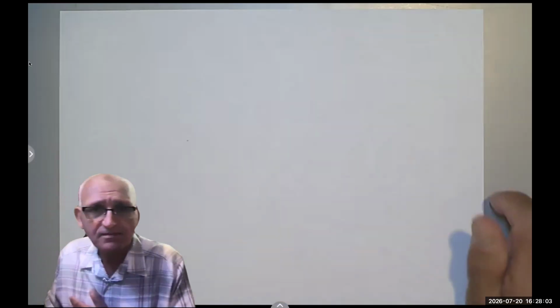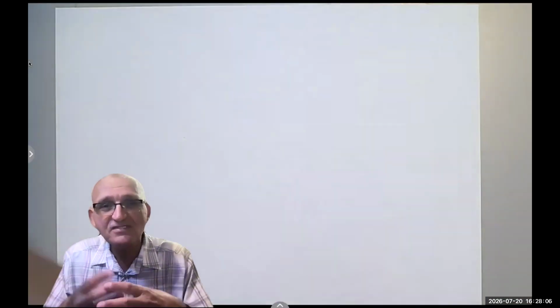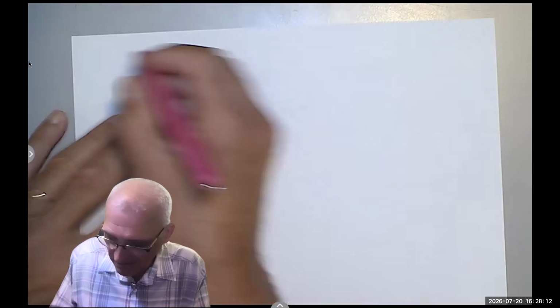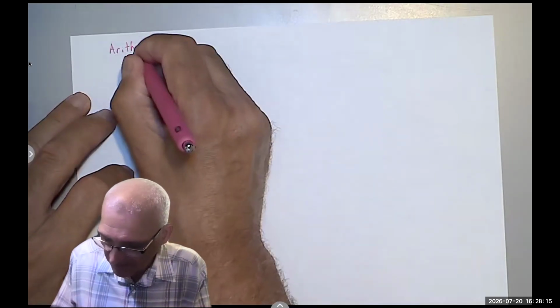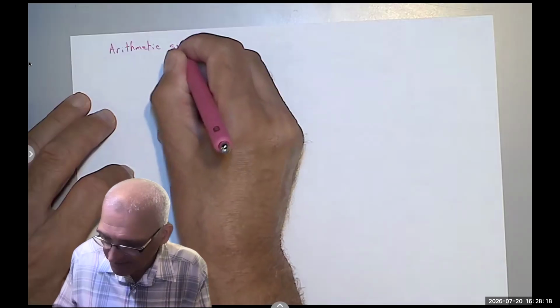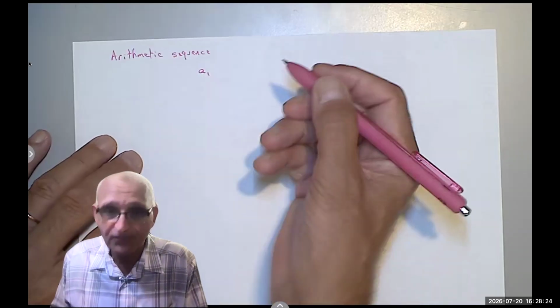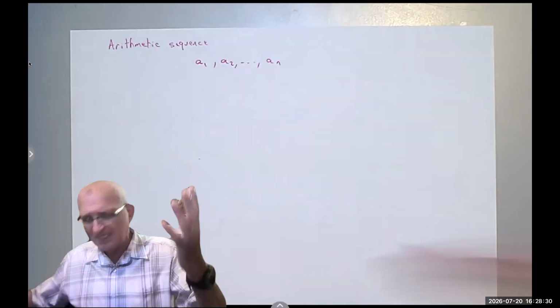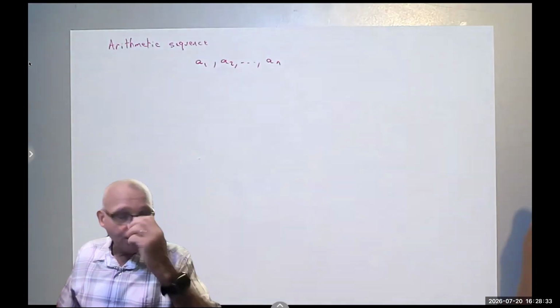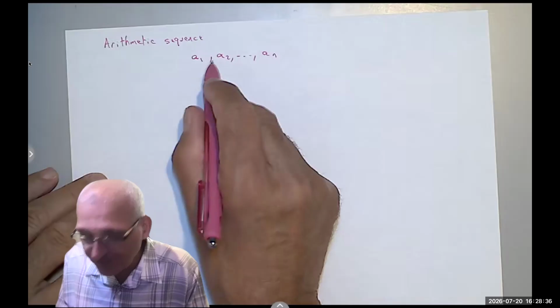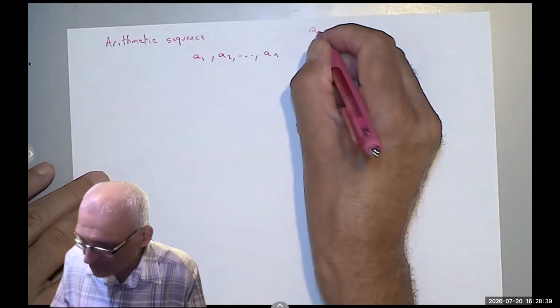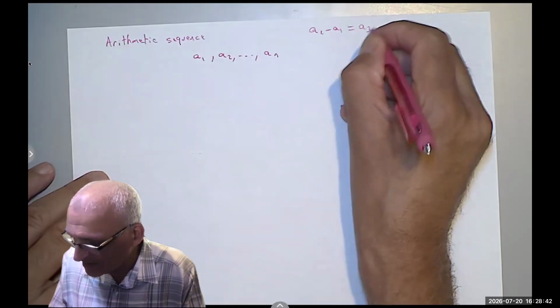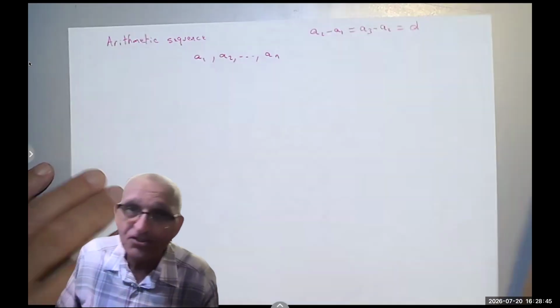So what is a sequence? A sequence is a bunch of numbers that have some relationship. If it's an arithmetic sequence, then we get the following. We'll have some numbers. We are going to call them a sub 1, the first term, a sub 2, and so on and so forth. Can I pick any numbers? No. You pick them in such a way that the difference between each number, so a2 minus a1, is the same as a3 minus a2, and it's a common difference. We refer to it as d.